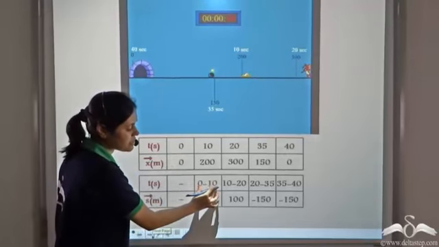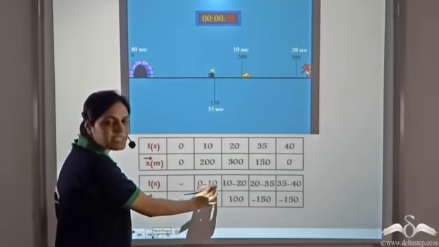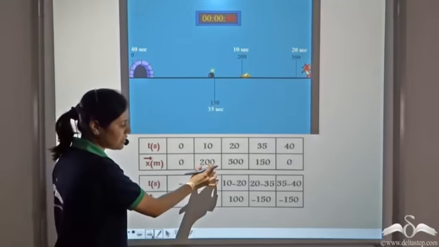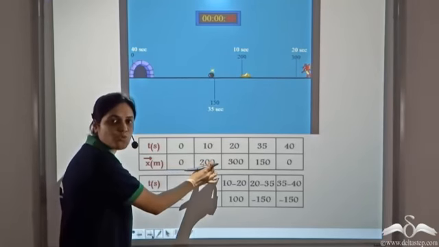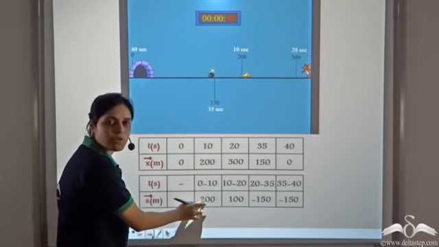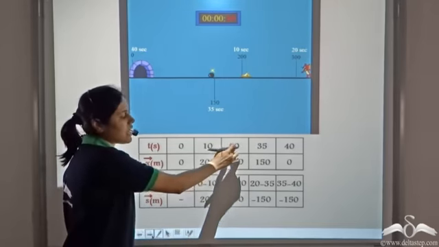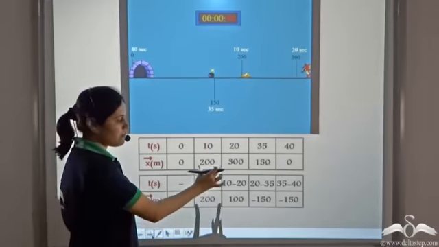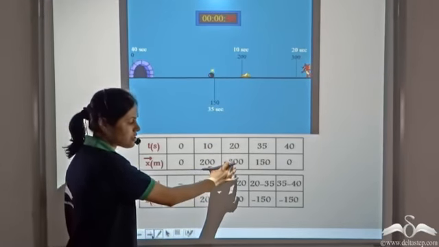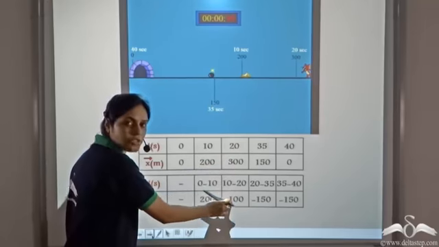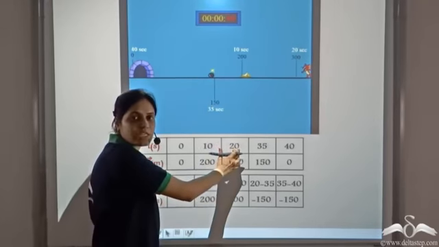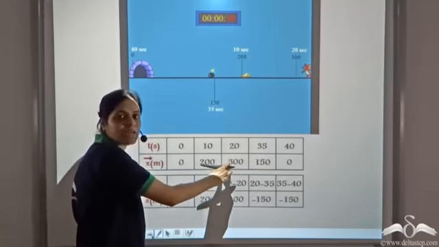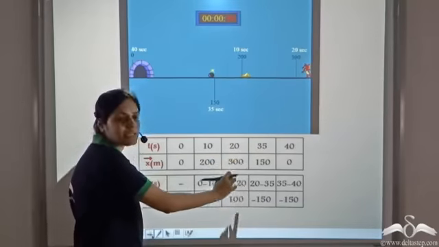So in time interval 0 to 10 seconds, the displacement will be final position minus initial position. So final minus initial, that is 200 minus 0. So it will be 200 meters. In time interval 10 seconds to 20 seconds, the displacement will be final minus initial, that is 300 minus 200, 100 meters. In time interval 20 to 35 seconds, the displacement will be 150 minus 300, that is minus 150 meters.